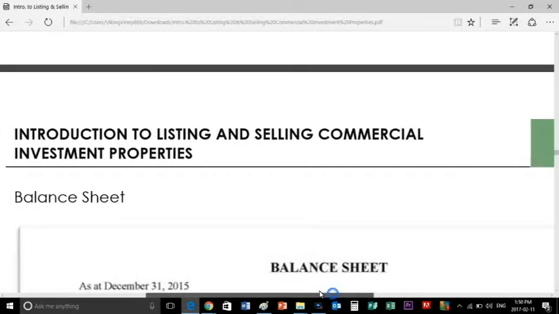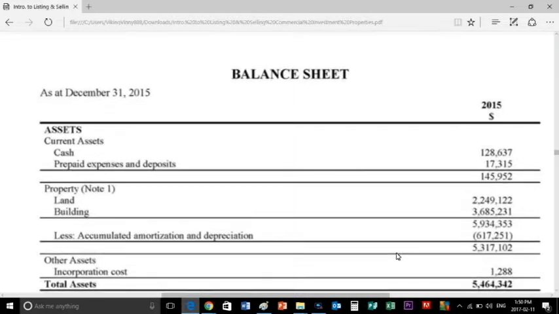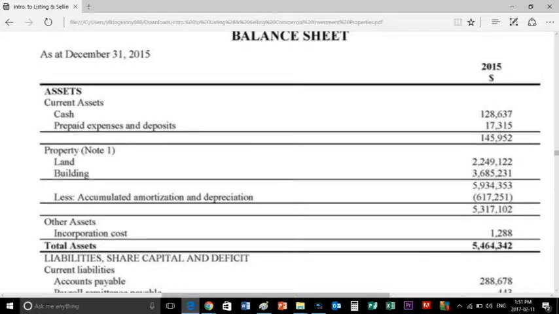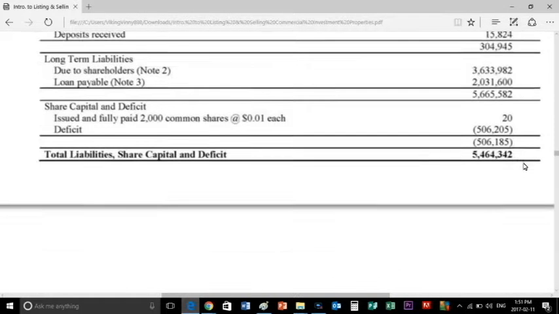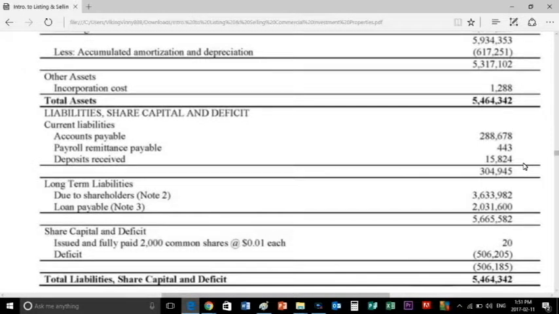So we have another balance sheet here as of December the 31st, 2015. So the assets, we have current assets, cash, $128,637. Prepaid expenses and deposits, $17,315, which all equals $145,952. So that's what we get when we add $128,000 plus $17,000 plus for the current assets, cash, prepaid expenses, and deposits. Then we got a property, and there's a note 1 there. We'll look at it. Should we look at it now? Note 1? Can't find it.